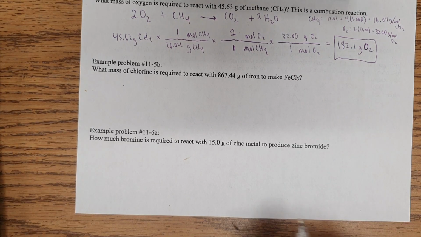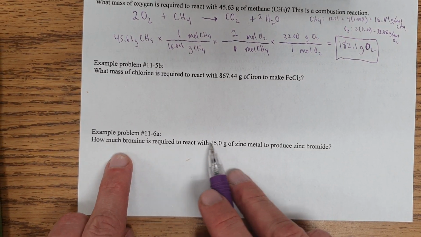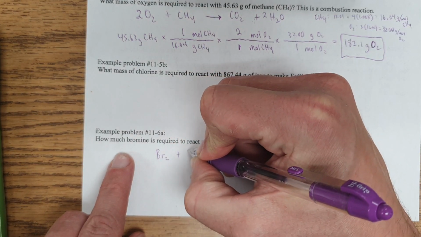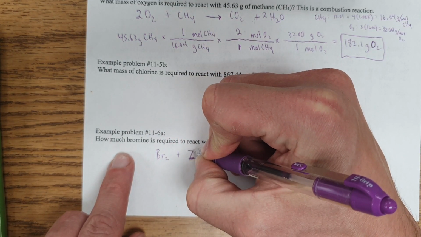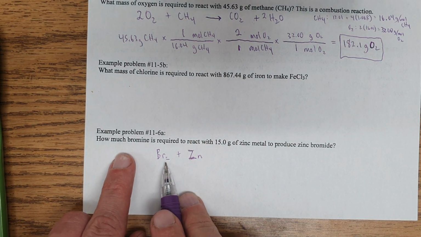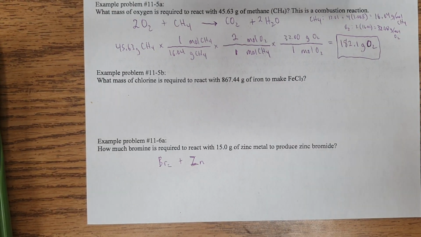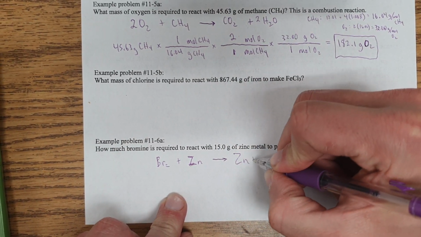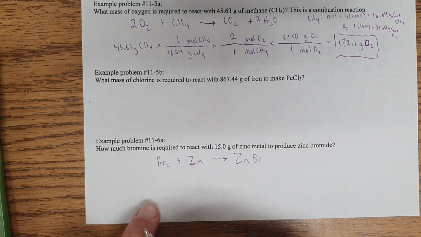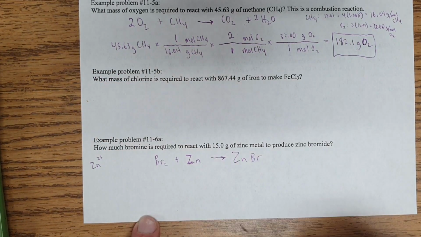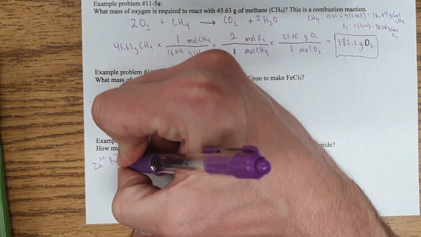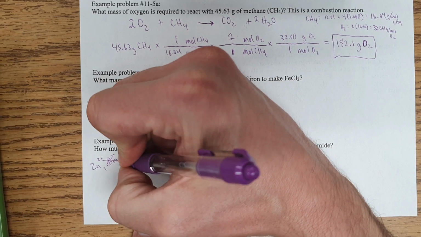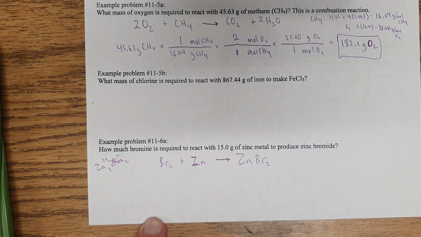Let's do this one. How much bromine is required to react with zinc metal? Okay, bromine reacts with zinc. There you go. Reminder, diatomic element. To produce zinc bromide. By the way, in case you don't remember how to find the formula, zinc is a 2+, bromine is a 1-. So that's going to produce 1 zinc and 2 bromines in the formula for ZnBr2.